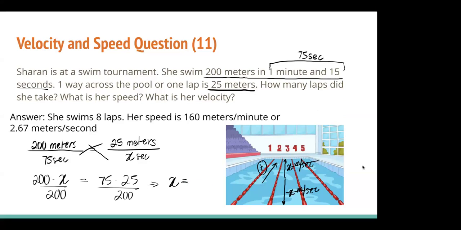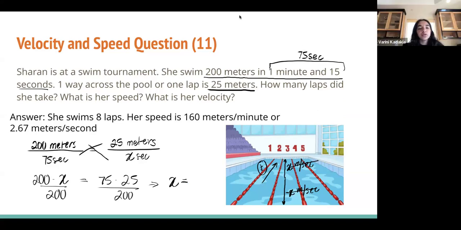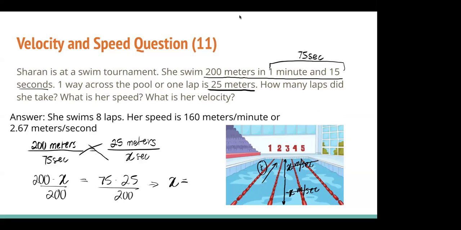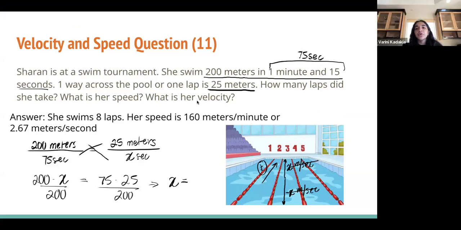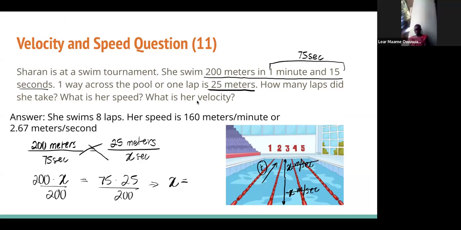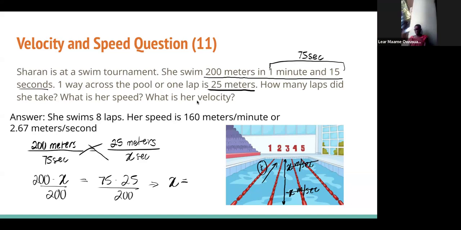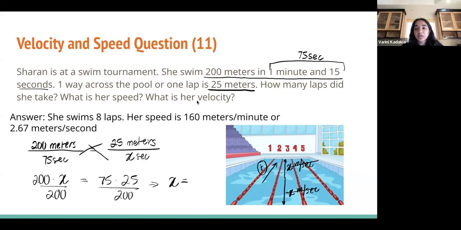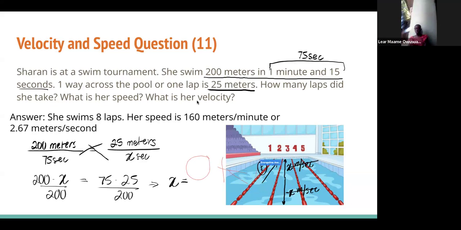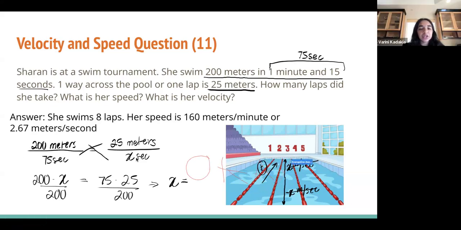Okay, so basically, if she goes 200 meters, the rate at which she finishes the 200 meters, the distance divided by time, is going to be equivalent to the rate at which she will finish one lap, because she's moving at a constant speed throughout the whole tournament. Correct? So we can say that these two are equal because their ratios should be equal. Does that make sense?